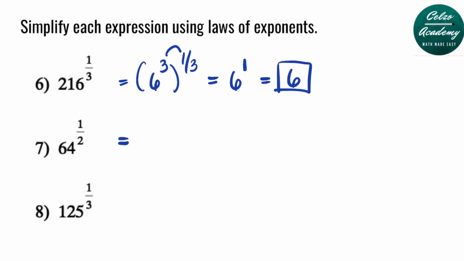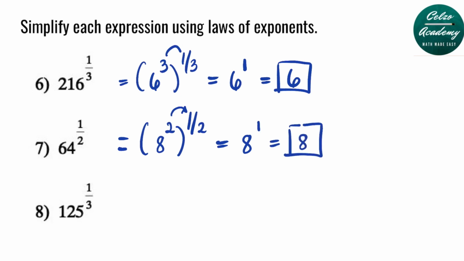Question 7. 64 to the 1/2. So step 1 is to rewrite 64 using an exponent of 2 or a multiple of 2. This means we can't use 4 to the third power because 3 is not a multiple of 2. Instead, we will use 8 to the second power. Or we can also use 2 to the power of 6. Using the power rule, we will keep the base 8 and multiply the powers 2 times 1/2, and 2 times 1/2 is 1. 8 to the first power is simply 8.